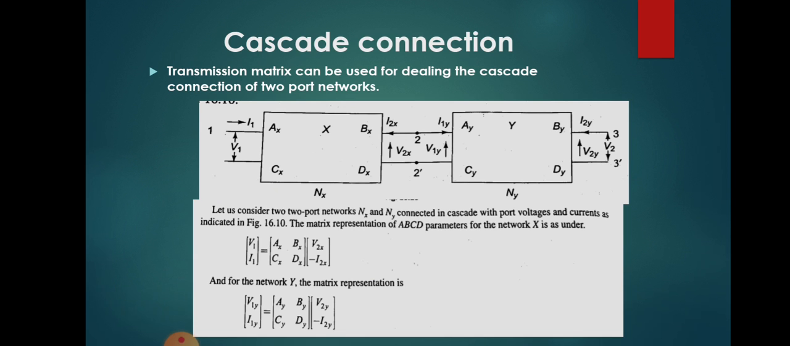And instead of V2x and I2x, you can write V2x is equal to V1y. From this portion, you can understand that V2x is equal to V1y and I2x is equal to minus I1y. So instead of this quantity, you can write this matrix. What is this matrix? V1y, I1y matrix, which is equal to this right side term. So instead of this, you can substitute this entire matrix in the right side.